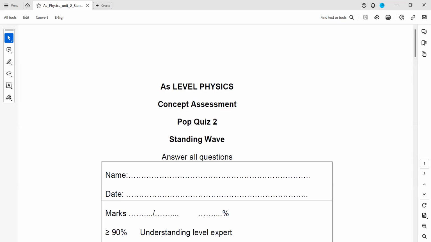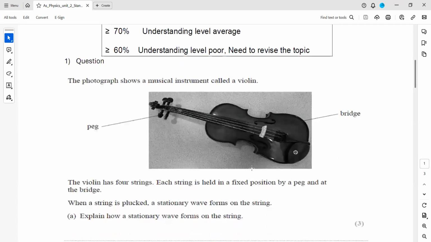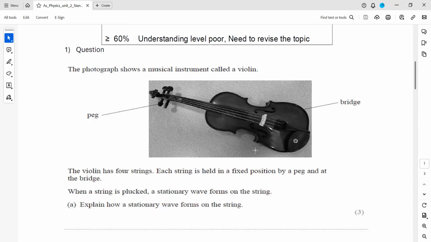So this was a pop quiz related to standing waves, Unit 2. And this was a pop quiz 2. The photograph shows a musical instrument which is also known as a violin.